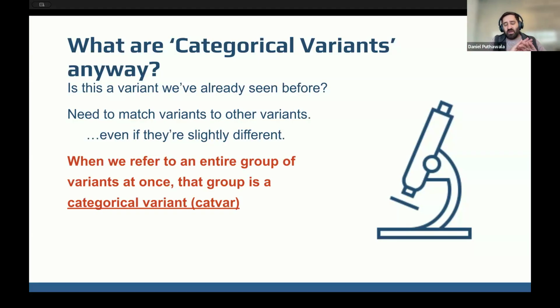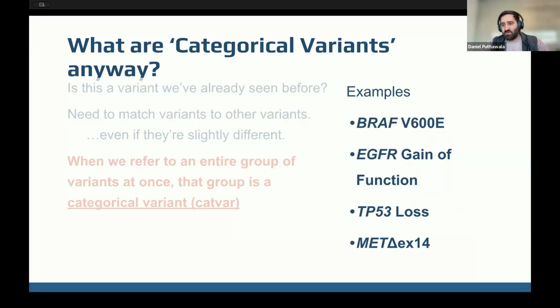So we really want to know if it's the same type of variant as something we've seen before. And when we refer to an entire group of variants at once, this is what is a categorical variant. So a categorical variant is just a group of underlying genomic variants that are similar in some clinically interesting way. Examples of some common and less common categorical variants include BRAF V600E, EGFR gain of function, TP53 loss, or MET delta X14, and more about that in a minute.